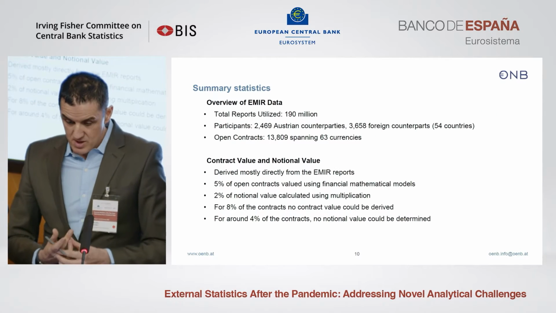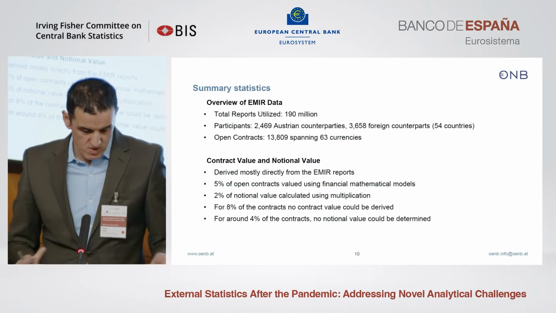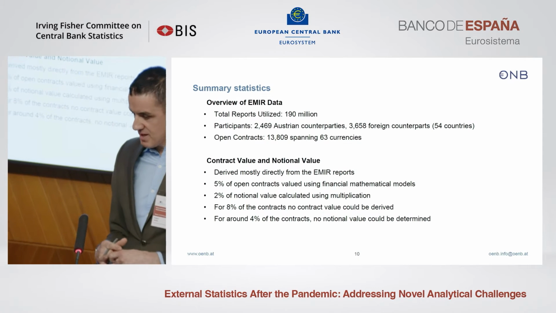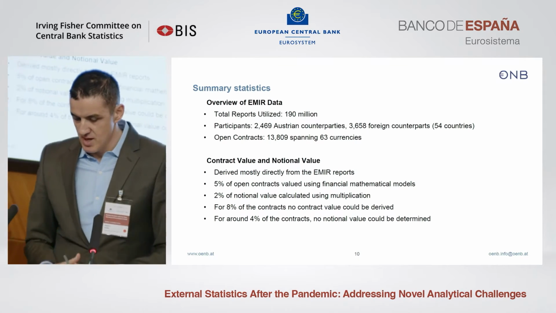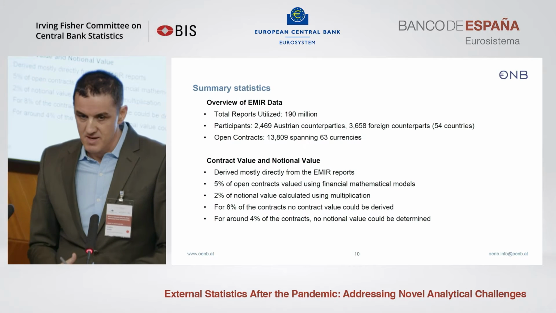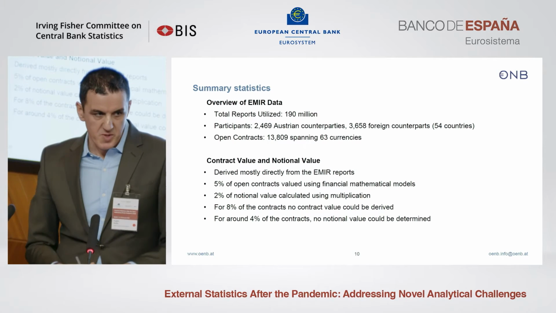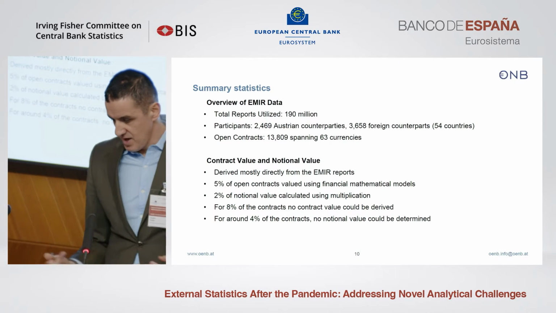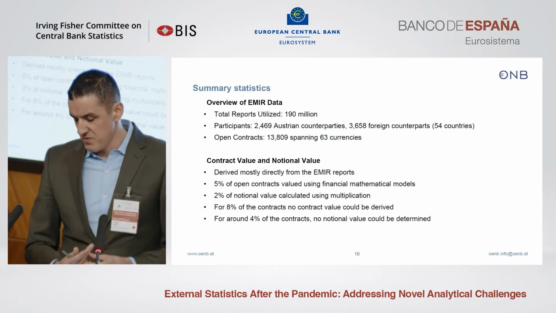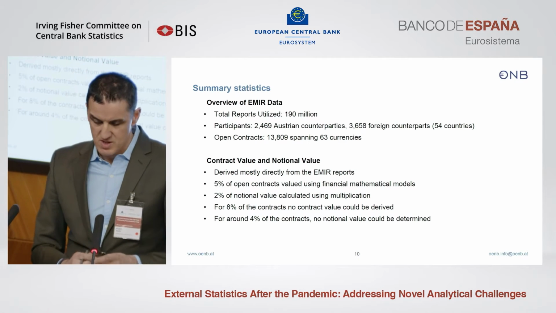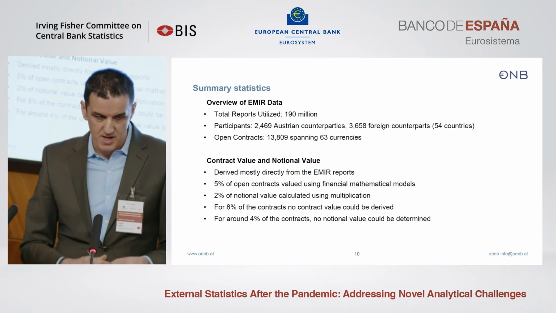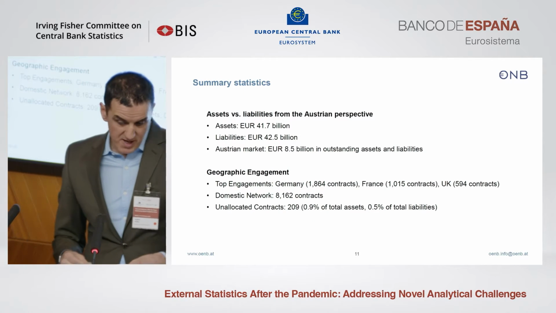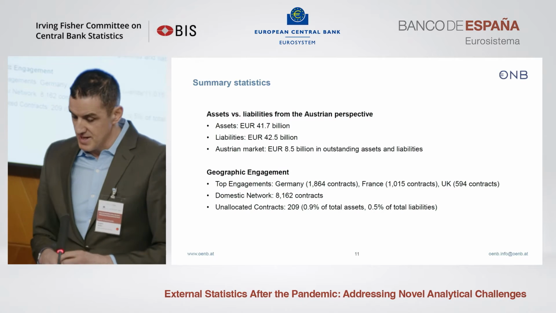I will not go into the details because of the short time we have, but you can see here how big EMIR data are. We used 119 million reports to be able to get this quality. And we have more than 2,040 Austrian counterparties that are involved in financial derivatives. We have more liabilities due to the EMIR data than assets.